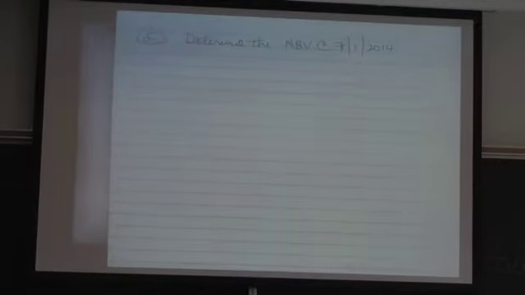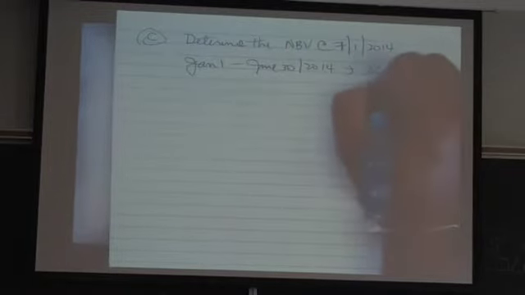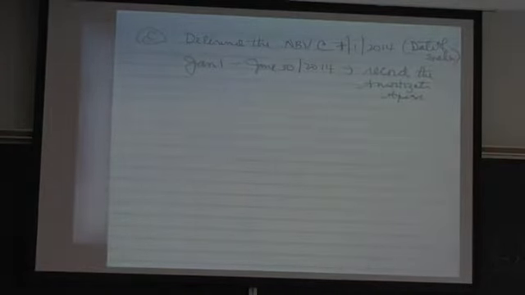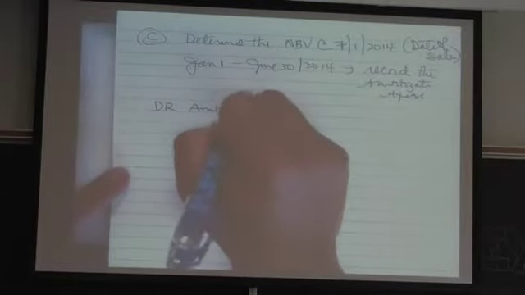So we know that from January 1st to June 30th, 2014, we need to record the amortization expense. Because first, before the date of disposal, we have to update the net book value. So we have to amortize the asset. So first, we're going to debit the amortization expense.